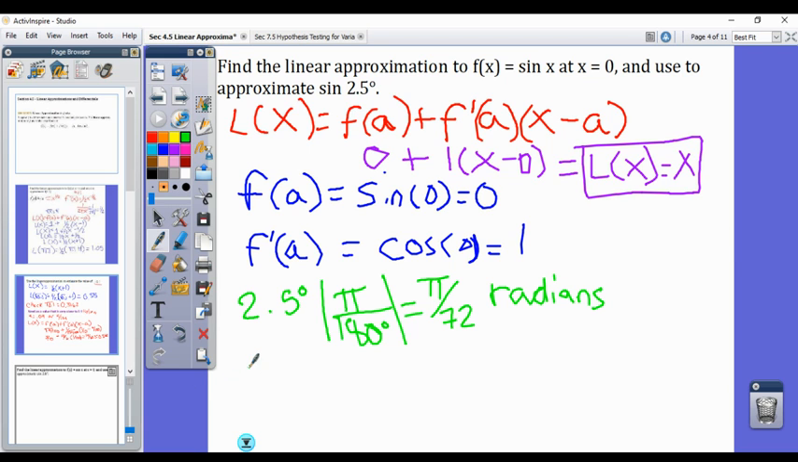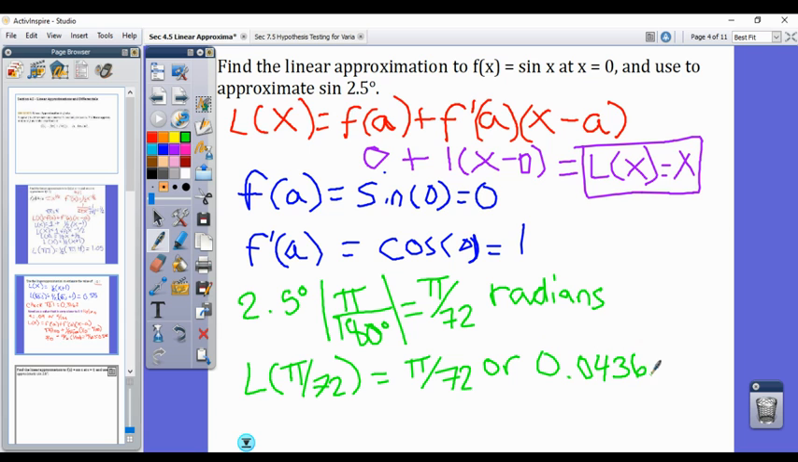So we can just substitute that in now to my linear approximation, and we will get pi over 72, which is about 0.0436 radians. Okay. And you can also check that to verify that it is true.